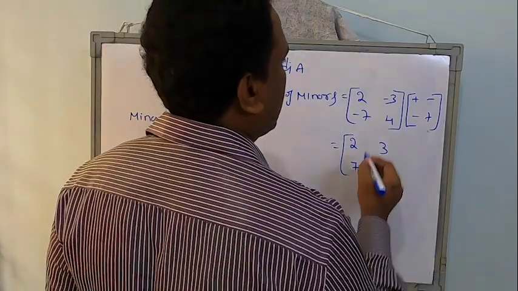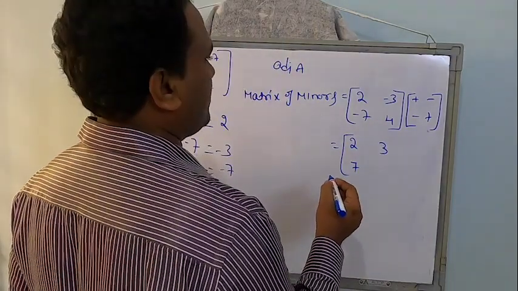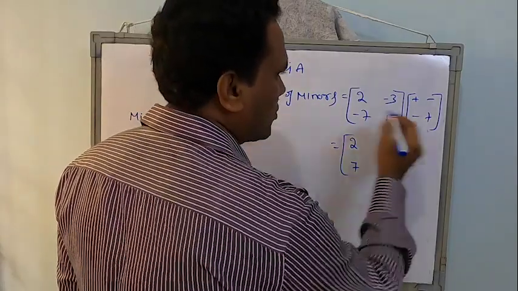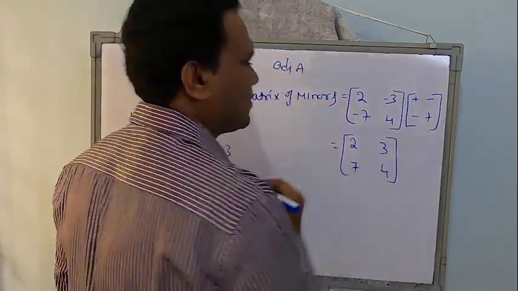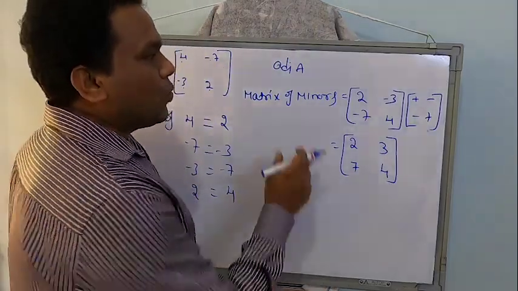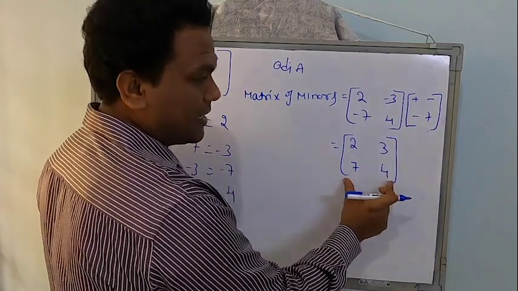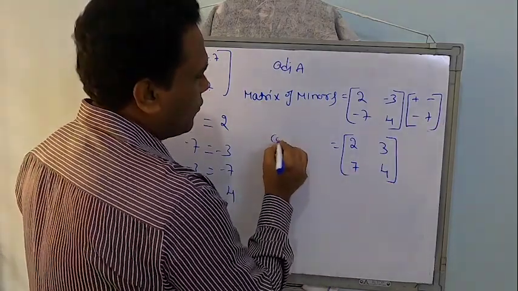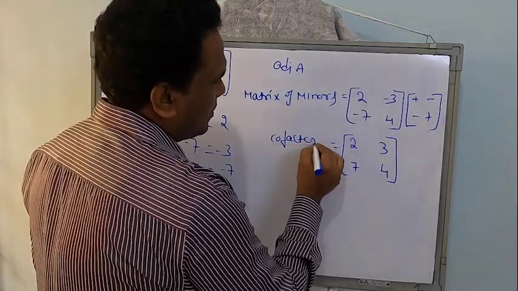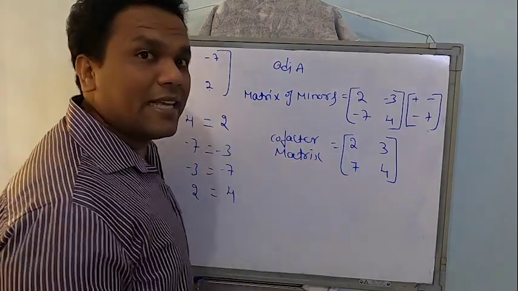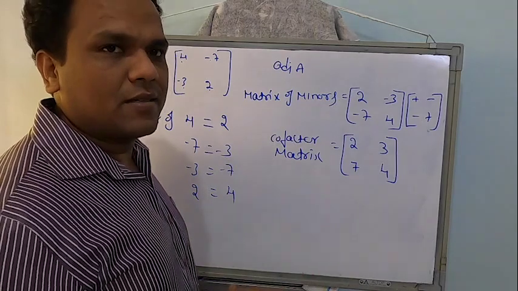Yeah, then the last element is going to be 4. That's okay. Fine, okay. When you multiply the matrix of minors by the sign matrix, the resultant matrix obtained here will be called the cofactor matrix.